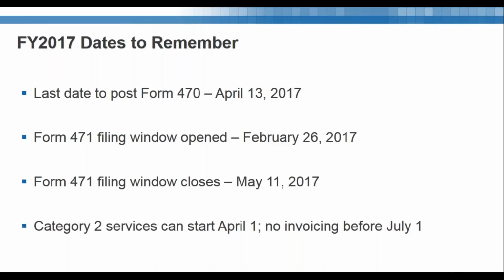If you are participating in Category 2 services for funding year 2017, they can start April 1st, but you cannot have any invoicing activity on them before July 1st. So it's really to give you the beginning of the summer months to start work when the kids are out of school.